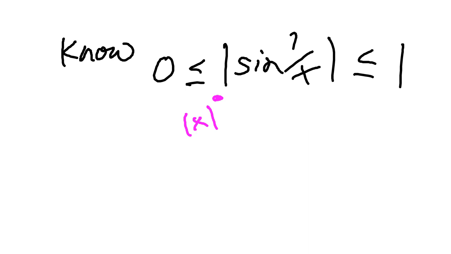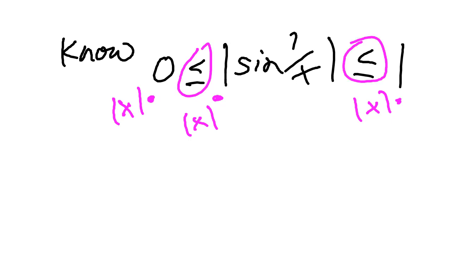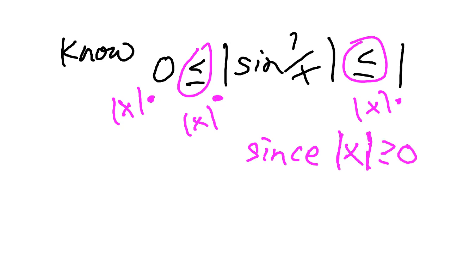Well, if I do that in the middle, I've got to do it to all parts. So this is going to be the absolute value of x times 0, and this is going to be the absolute value of x times 1. By the way, what happens to my inequalities here? Those are actually going to stay the same, since the absolute value of x is greater than or equal to 0 by definition, right? So I'm not multiplying by a negative number. I'm multiplying by a positive number, or 0 if x happens to be 0.